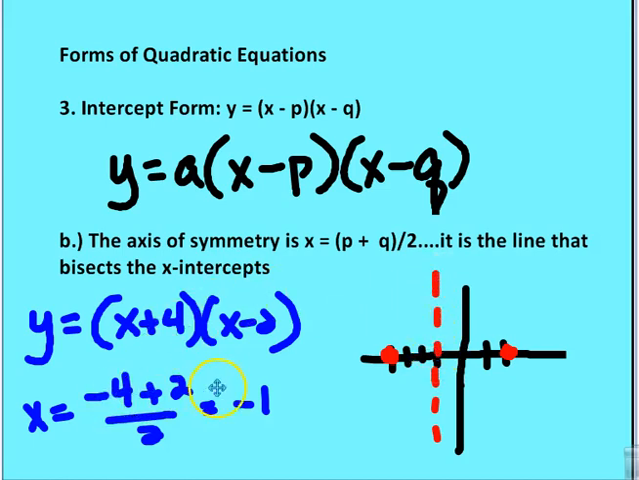Our two x-intercepts are (-4, 0) and (2, 0). Negative 4 plus 2, divided by 2 to get the midpoint, is equal to negative 1. So (-1, 0) is our midpoint, but we only need the x portion of it, so x is equal to negative 1 ends up being our axis of symmetry.